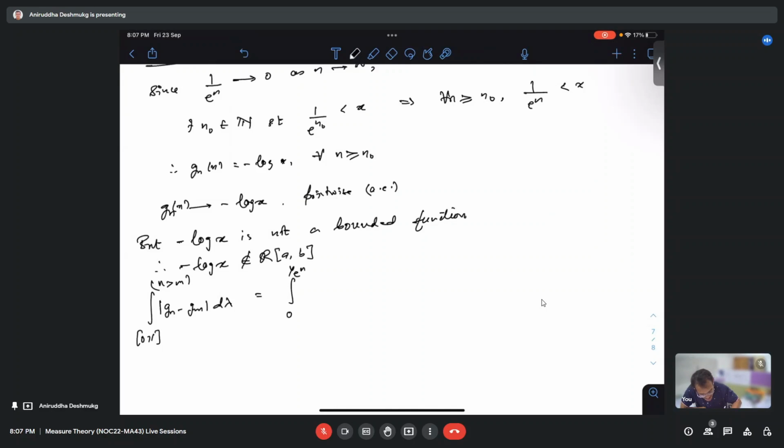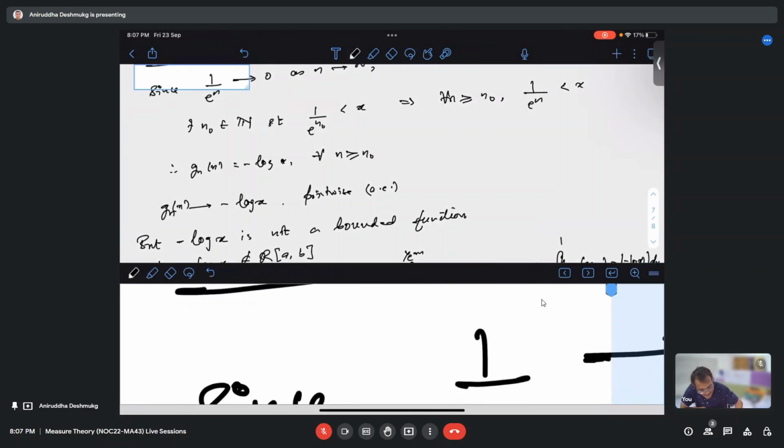1 over e to the power n minus m dx, or d lambda x, minus the integral of 1 by e to the power n to 1 by e to the power m, minus log x minus m dx, plus the integral from 1 by e to the power m to 1 of minus log x minus log x. As I said, after a certain stage they are equal. So this is the stage where they are equal.